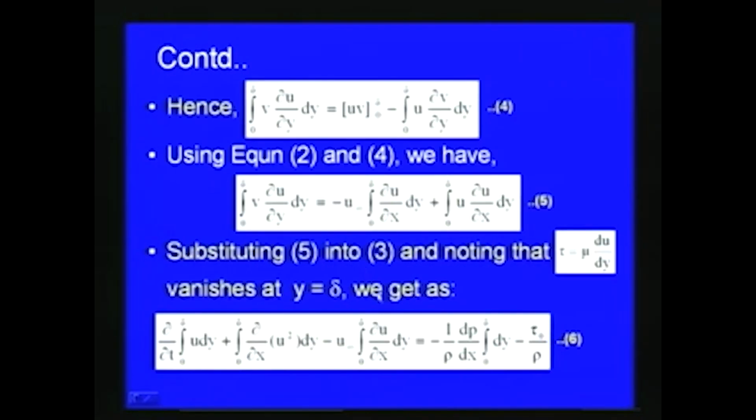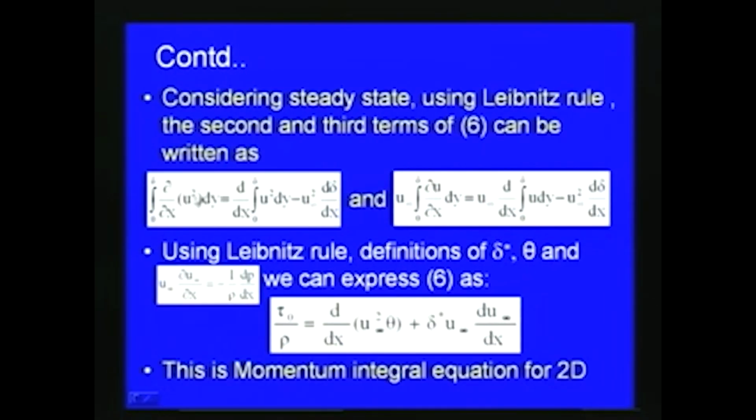For the second and third terms of equation 6, von Karman wrote them like this: integral 0 to delta ∂/∂x of u square dy is equal to d/dx of integral 0 to delta u square dy minus u infinity square d delta/dx, and u infinity integral 0 to delta ∂u/∂x dy is equal to u infinity d/dx of integral 0 to delta u dy minus u infinity square d delta/dx. Now, using the Leibniz rule and the definitions of delta star, the displacement thickness, theta, the momentum thickness, and u infinity du infinity/dx is equal to minus 1 by rho dp/dx, finally von Karman derived the momentum integral equation.